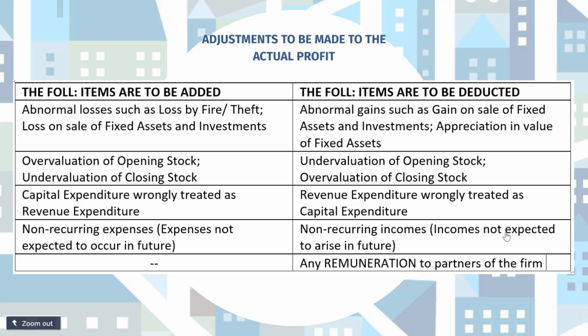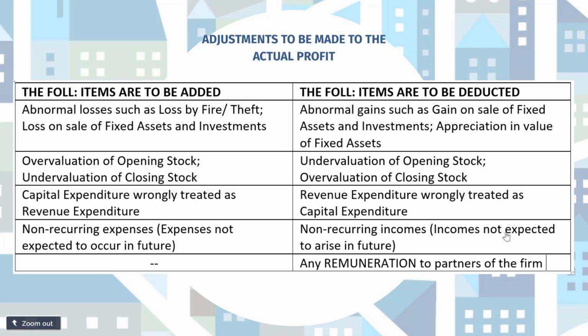Also, overvaluation of opening stock and undervaluation of closing stock needs to be added back. If any capital expenditure has been wrongly treated as revenue expenditure, it would go to decrease the profits, so such amount has to be added back. All non-recurring expenses, such expenses which are not expected to occur in the future. Since they are not expected to occur in the future, to arrive at the future maintainable profits, we need to add back such non-recurring expenses which have affected the past year's profits.